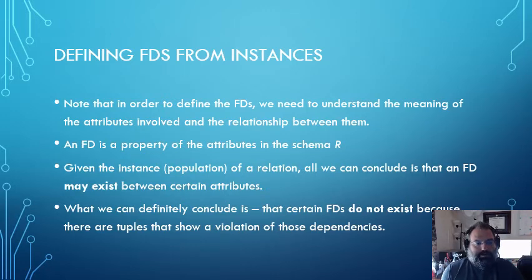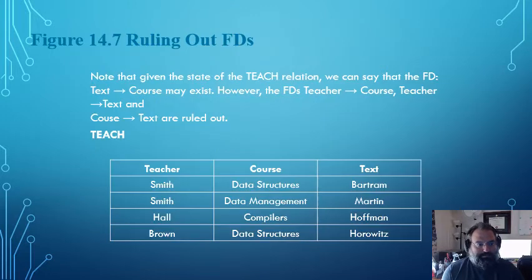Defining functional dependencies from instances: note that in order to define functional dependencies, we need to understand the meaning of the attributes involved and the relationship between them. A functional dependency is a property of the attributes in the schema R. Given the instance population of a relation, all we can conclude is that a functional dependency may exist between certain attributes. What we can definitely conclude is that certain functional dependencies do not exist because there are tuples that show a violation of these dependencies.